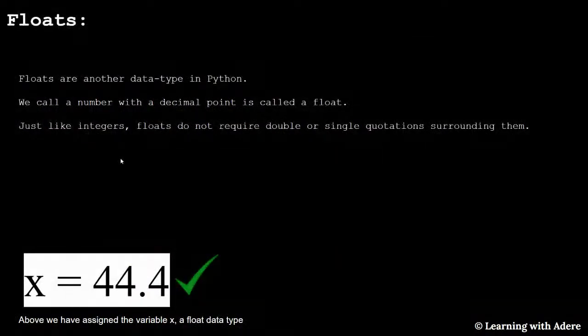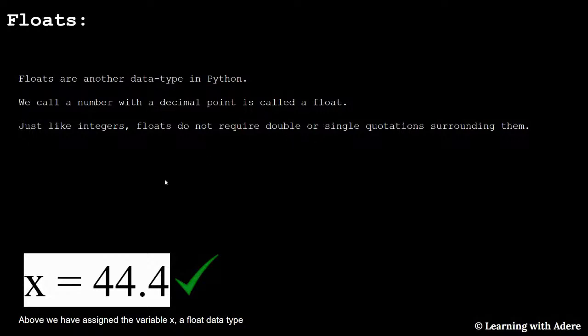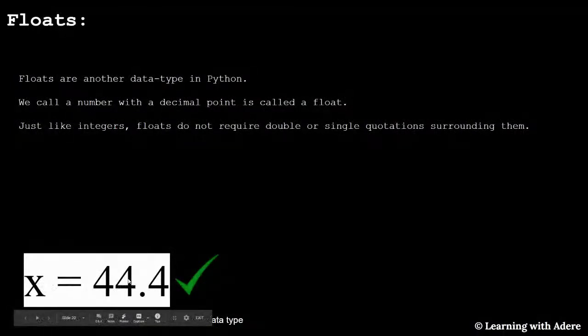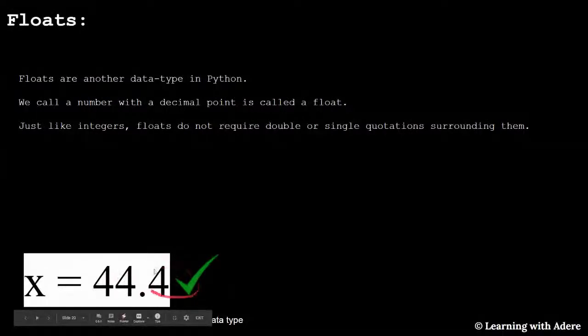Okay, so next we're talking about floats. Floats are another data type in Python. A number with a decimal point is called a float. Just like integers, floats do not require double or single quotations surrounding them. So here we have an example of a float. We've assigned the variable x a float data type: 44.4. So that is a float.